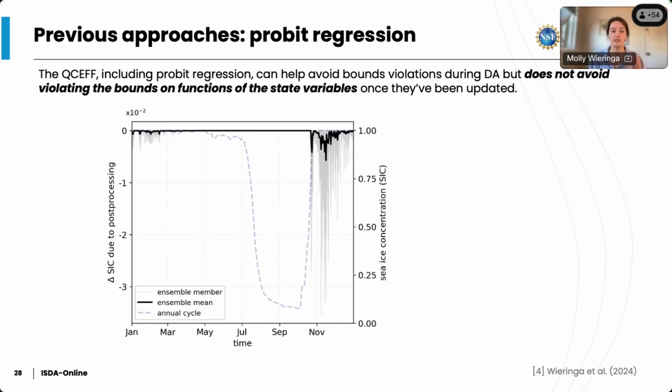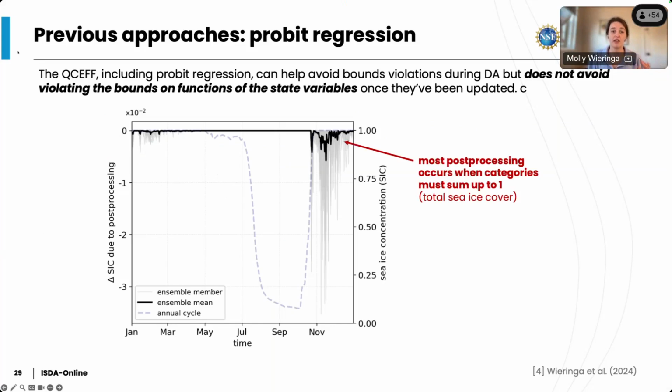the post-processing requirements in the ensemble mean, where I've overlaid them on a dashed line that represents the annual cycle of the seasonal sea ice concentration, so that you can see that a lot of this post-processing occurs when the categories have to sum up to a total sea ice concentration of 1. And since this kind of post-processing is undesirable because it tends to degrade the accuracy of our analysis, and it occurs quite frequently in this kind of ice environment, we want to consider another approach that may not require post-processing.